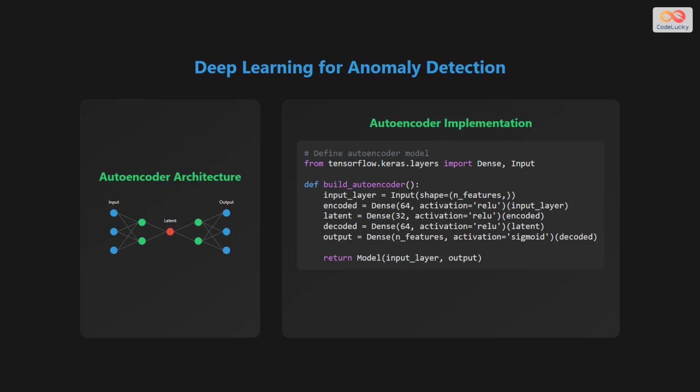This is the implementation of an autoencoder model using TensorFlow Keras. The code defines a function to build an autoencoder with dense layers, including an input layer, encoded layer, latent layer, decoded layer, and output layer.